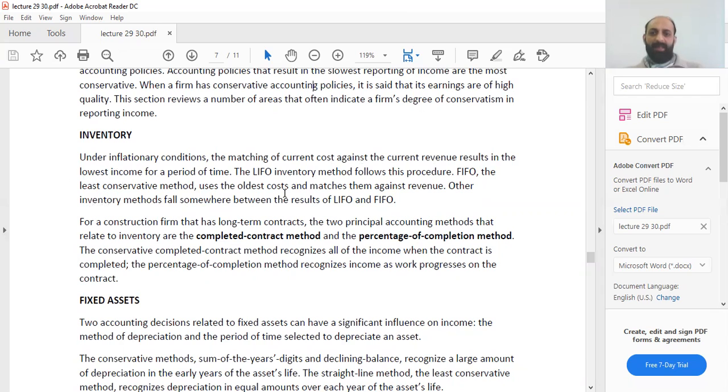आपको पता है FIFO means first in first out. So उसमें जो oldest cost होती है वो सबसे पहले use होती है and उनको revenue के against match किया जाता है.